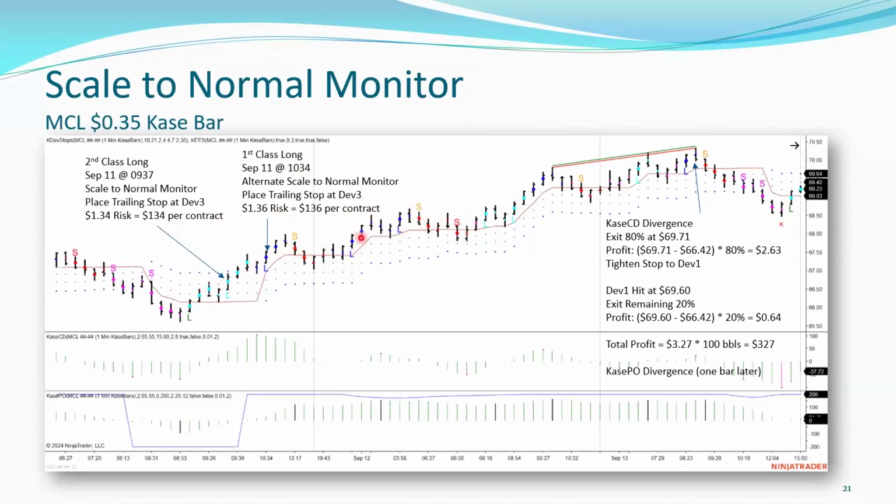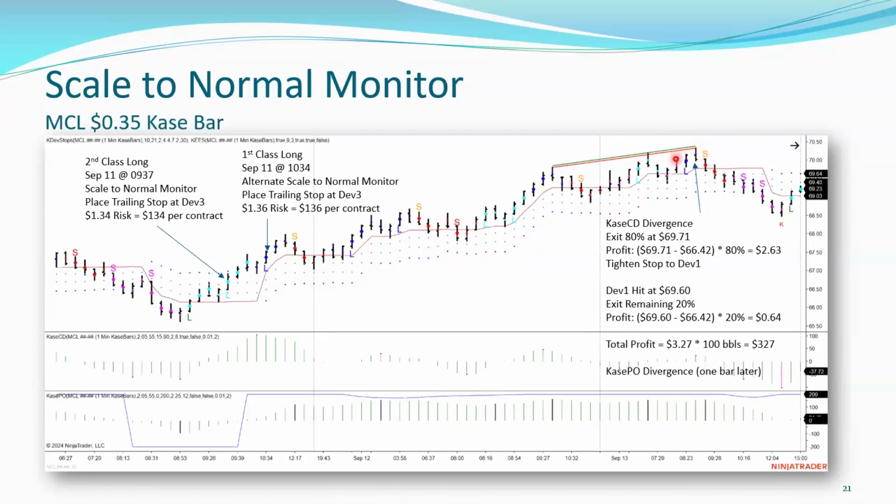We do have some short signals. Now, once I'm long, I'm not really worried about these short signals unless I hit my dev stop 3, which is that lowest little dot here. So as the market's moving up, we're just riding that trend. And then eventually we get a bearish divergence. That bearish divergence would have been confirmed right here on this bar where we have the orange S. The red divergence, or the KCD divergence, was confirmed there. The Kase PO wasn't confirmed until one bar later, I think it was.